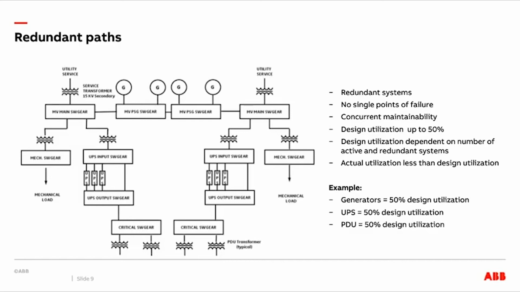This diagram has redundant paths, but not redundant components in each path. So each system is redundant to the other. The system block diagram shown has two utility services, two generator paralleling buses, and two UPS systems. Each system normally supplies one side of the dual-corded IT loads, so that the loads are approximately equally split.